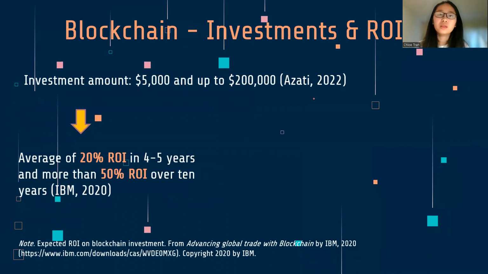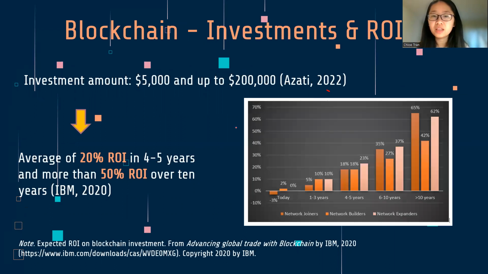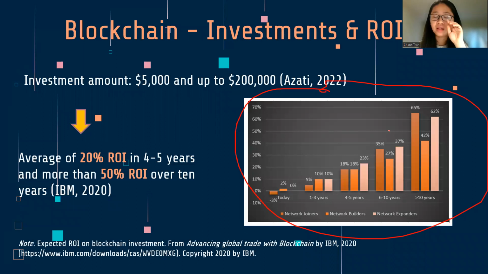For blockchain, the investment will vary a lot, and actually the average is very high compared to AI. In this graph, I want to highlight one point: whether the company builds a blockchain platform, or joins an existing platform, or only adds some feature or value to an existing platform, this type of company can increase the return on investment. I really want to emphasize that one.